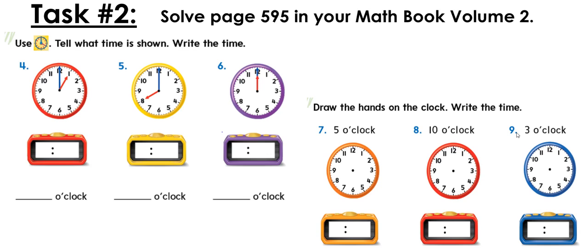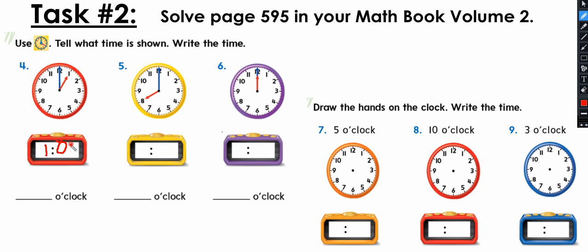Task number 2. We have to solve page 595. Let's start. We need to tell what time is shown. Here we need to write the time on a digital clock. We already have the clock in an analog clock, but we need to write it on a digital. So can you tell me what time is it here? Look at the minute hand, look at the hour hand. It's pointing to 1. So it is 1 and the minute hand is pointing at 12, which means o'clock.